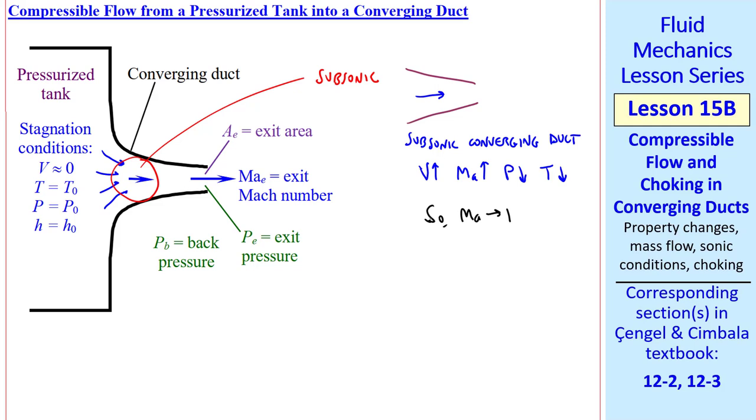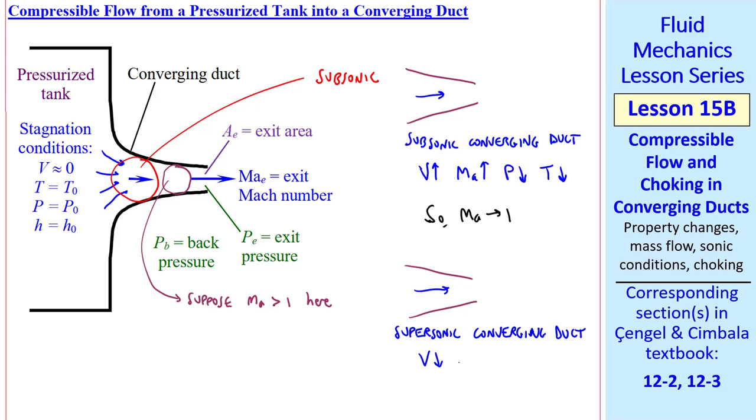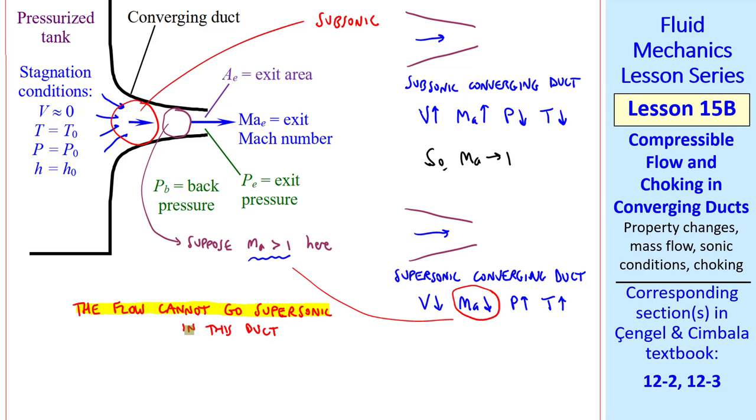Now suppose that here the Mach number becomes greater than 1, in other words, supersonic. Well, for a supersonic converging duct, the behavior is opposite. So V and Ma go down, pressure and temperature go up. So as soon as the Mach number is greater than 1, it has to start going back down. Well, this doesn't make any sense. Therefore, we conclude that the flow cannot go supersonic in this duct.